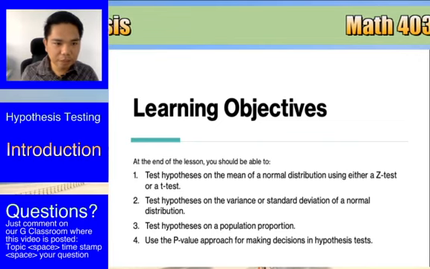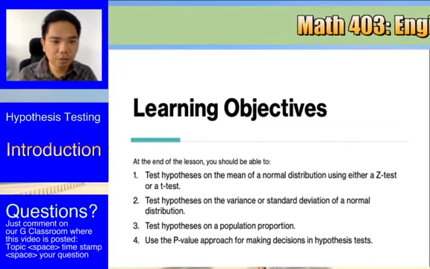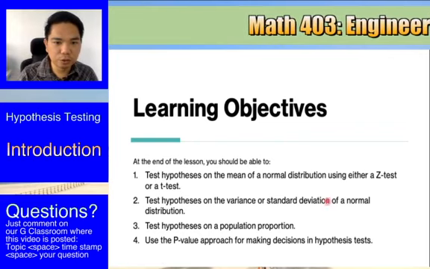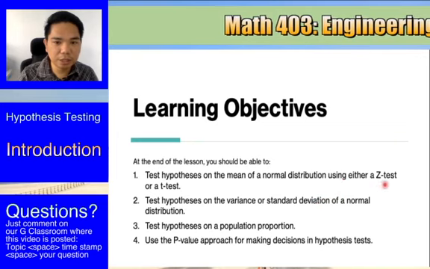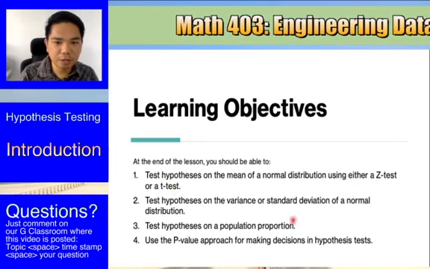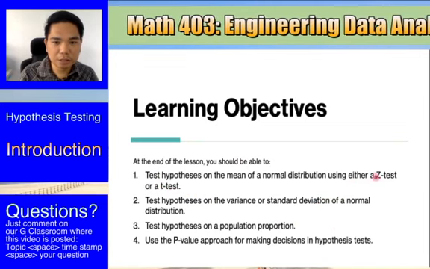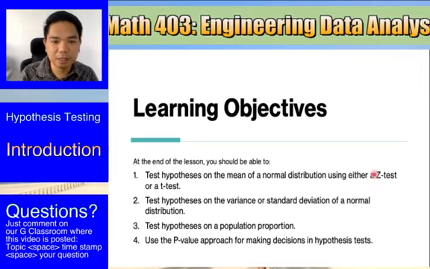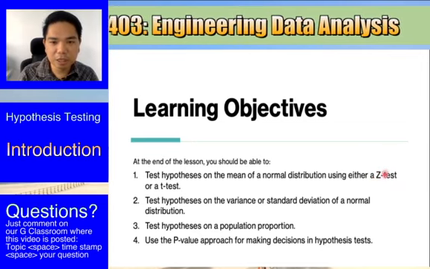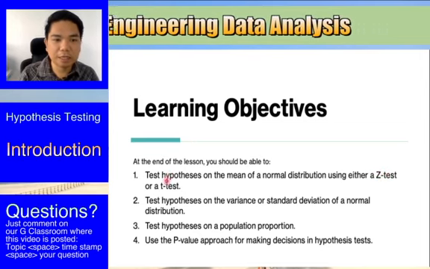So, our learning objectives is number 1, to test hypotheses on the mean of a normal distribution using either a z-test or a t-test. Okay? Last time, meron na tayong mga natapos na examples hanggang z-test. Okay? So, ngayon, may mga examples pa rin tayo sa z-test. Konting examples. And then, t-test.